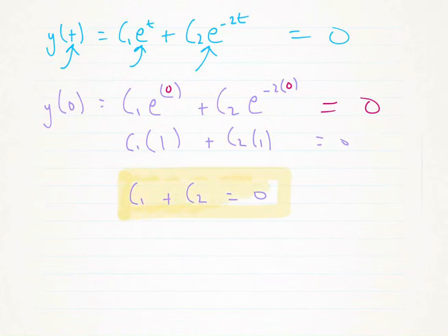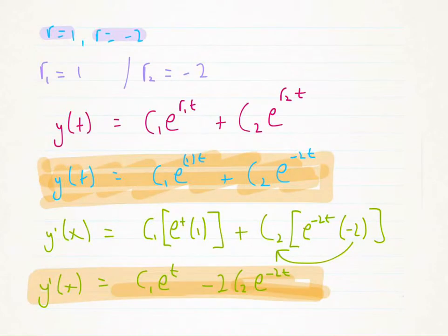I don't know if you see what's going to happen. We're going to get two equations with c1 and c2. We just do a simultaneous equation and solve. Right, so now that's the first one. Let's do the second one. What was the second one?